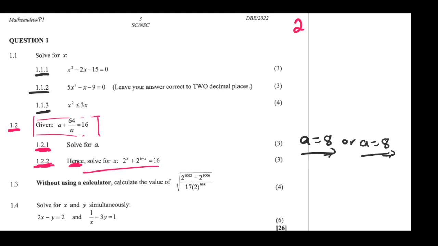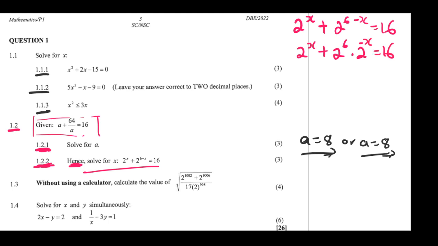So we are having 2 to the power of x plus 2 to the power of 6 multiplied by 2 to the power of 6 minus x, right? What am I looking at? 2 to the power of 6 minus x is equal to 16, right? And then you break it down, so it's 2 to the power of x plus 2 to the power of 6 multiplied by 2 to the power of minus x equals 16, right?